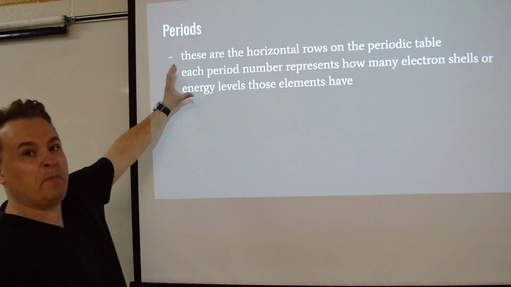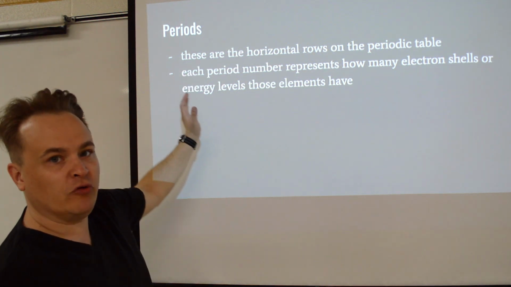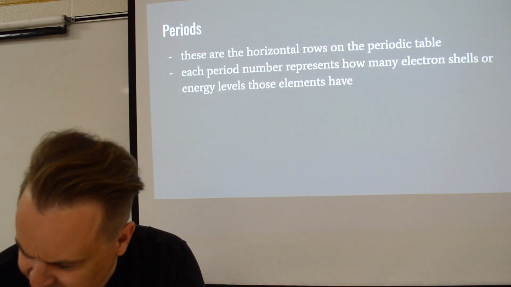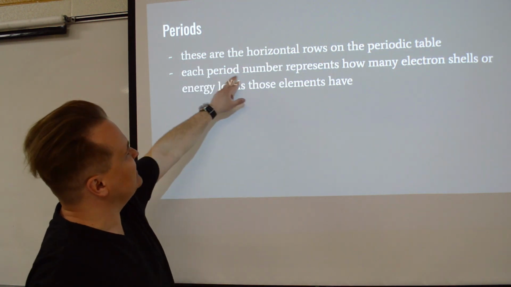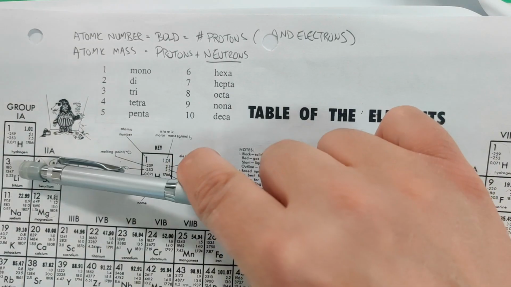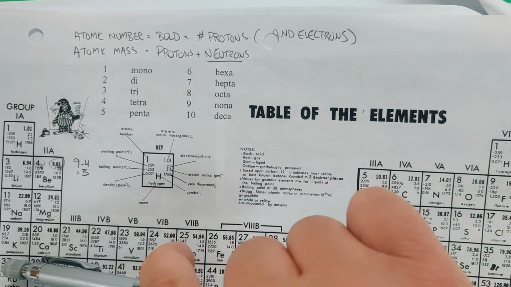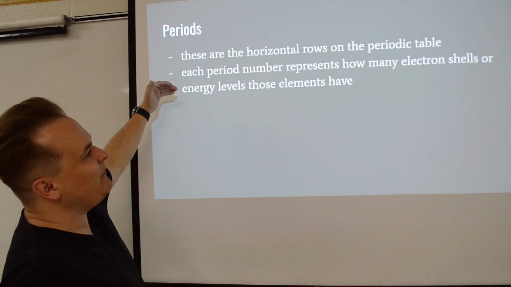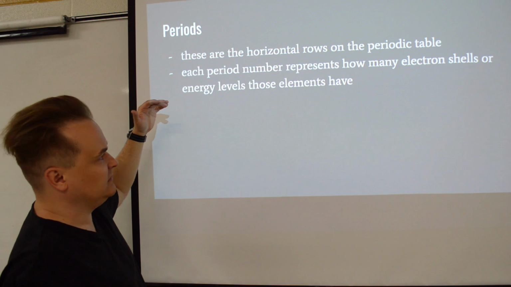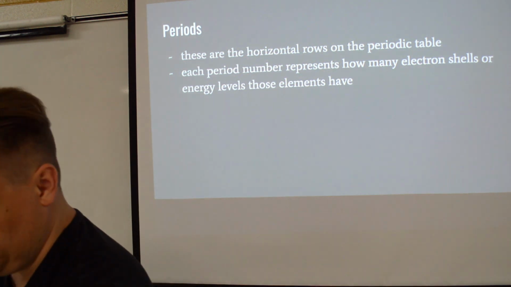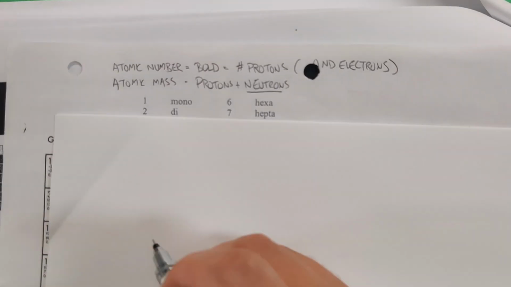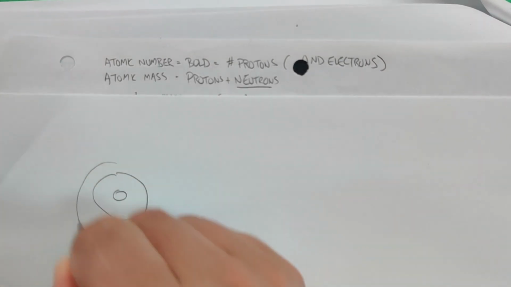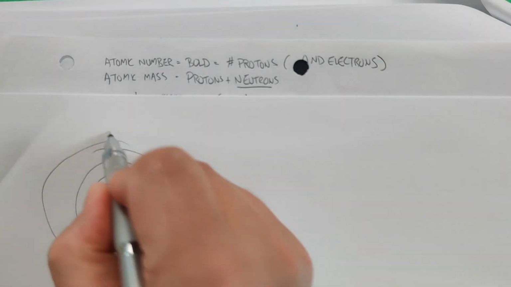Now this, pause, right? You don't know this yet. We're going to do this in the next part of this lesson today. But you need to understand that each period number, so period 1, period 2, period 3, period 4, period 5, period 6, etc. Each period number represents how many electron shells they have. Remember when I talked about an atom looks like this, right? You have a nucleus, and then you have shells of electrons, which is what we're going to be doing today.